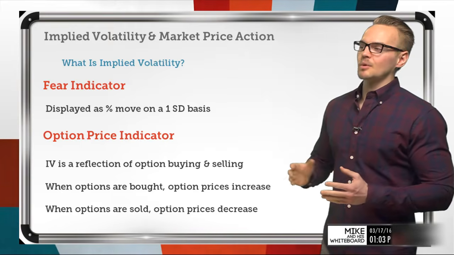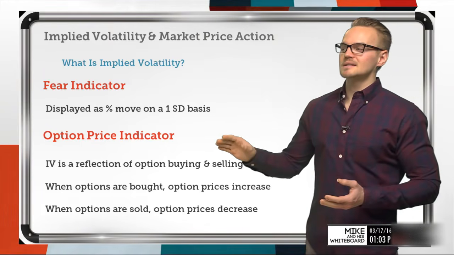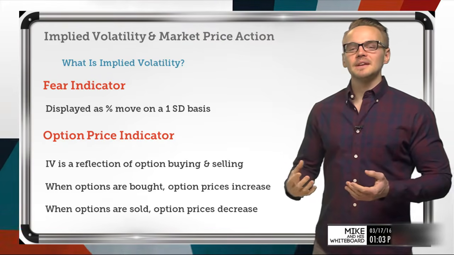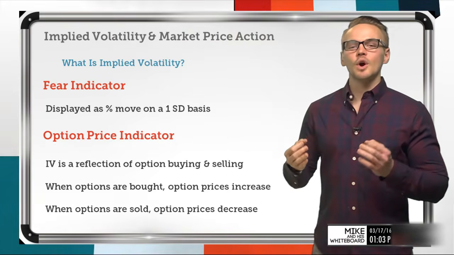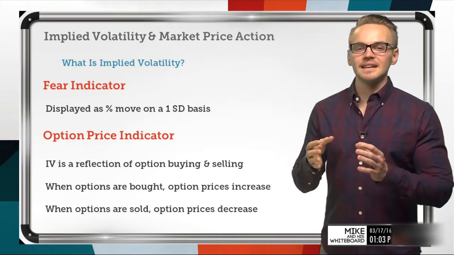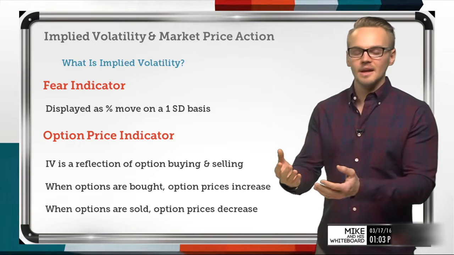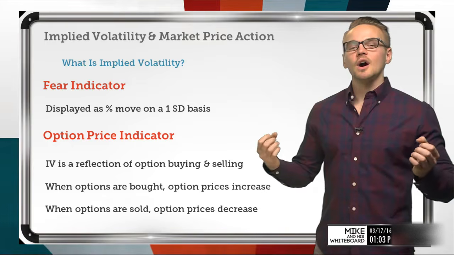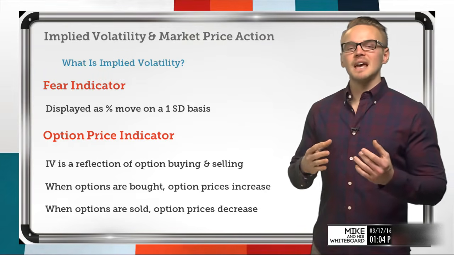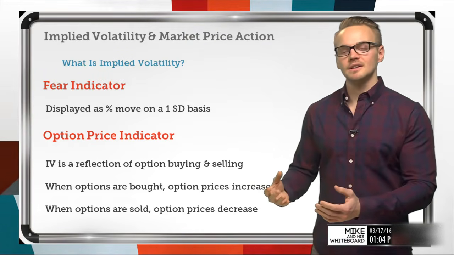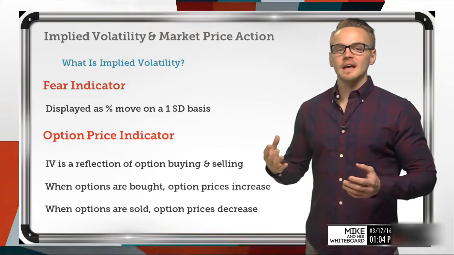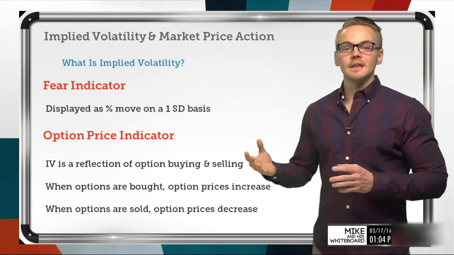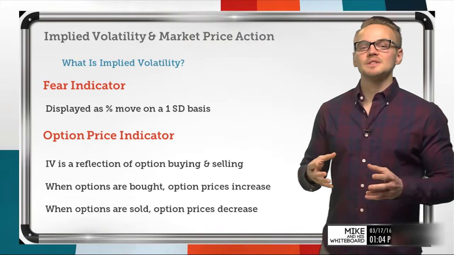But what's really important is to realize that it is an option price indicator. So what I mean by that is we can't ever know what implied volatility is. It's not just a number that we can say, okay, this is implied volatility. With the Black-Scholes model, we actually take all of the other inputs and we attempt to solve for implied volatility. So what are some things that are taken into consideration? Well, time frame is definitely one, and another big one is the option's price.